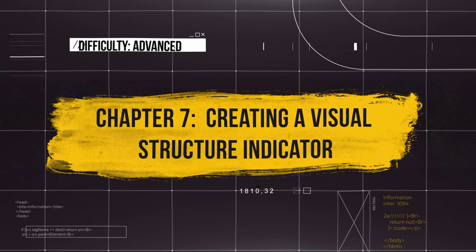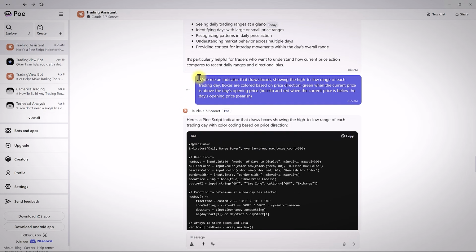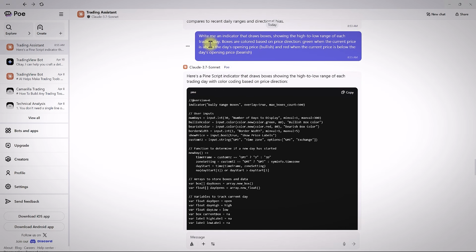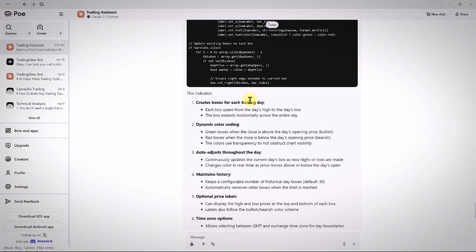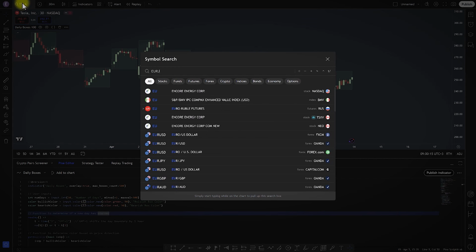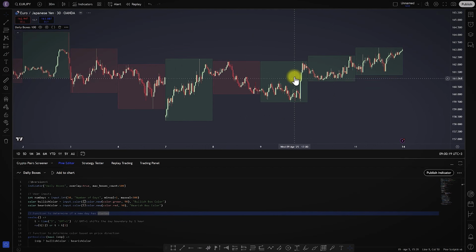I wanted an indicator to highlight a trading range for each day. This daily boxes indicator tracks each trading day with colored boxes. I want to see daily highs and lows at a glance, which is critical for understanding market structure. This tool provides a broader perspective of price movements and helps me identify key levels and trends.